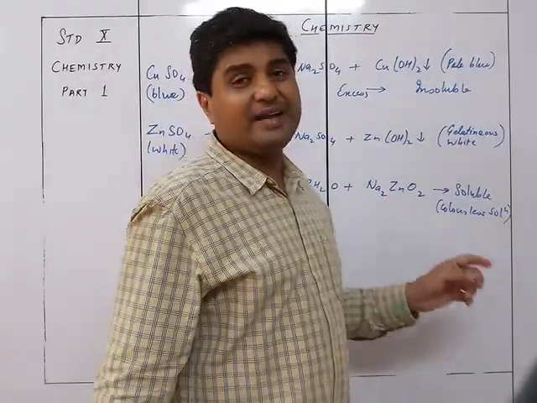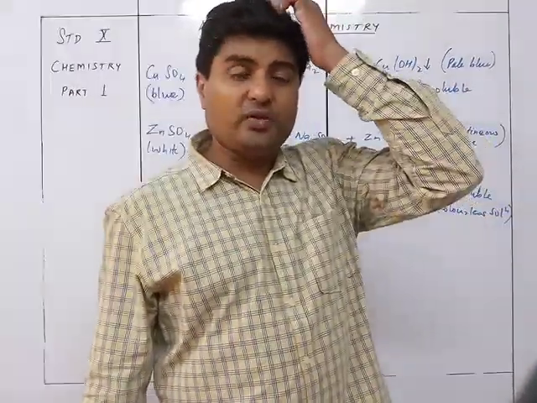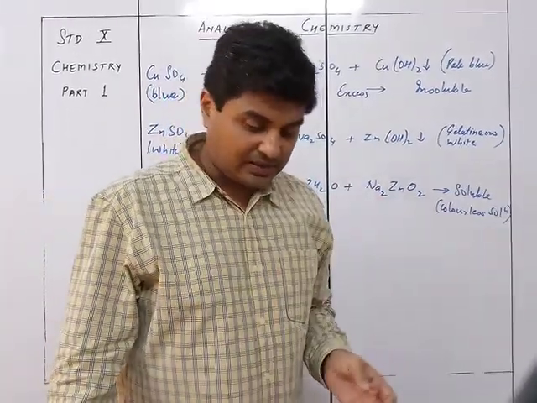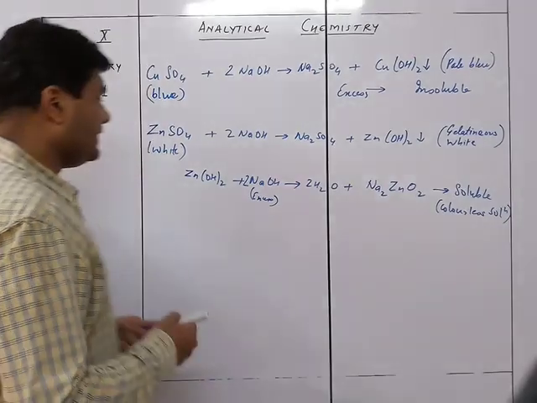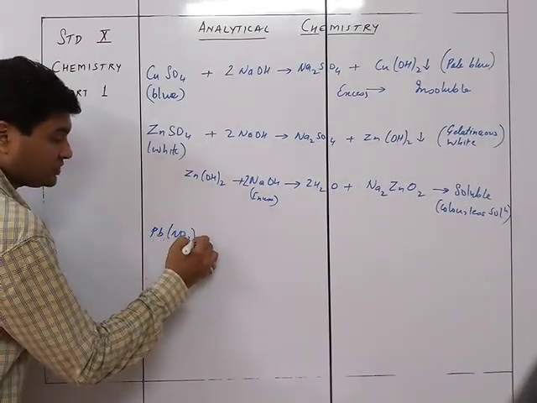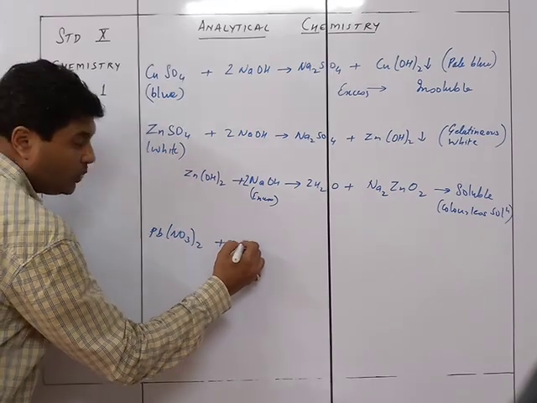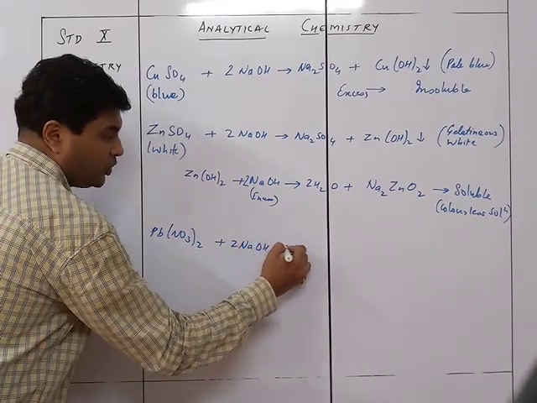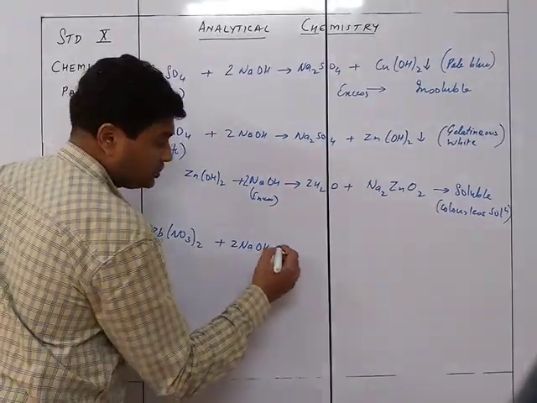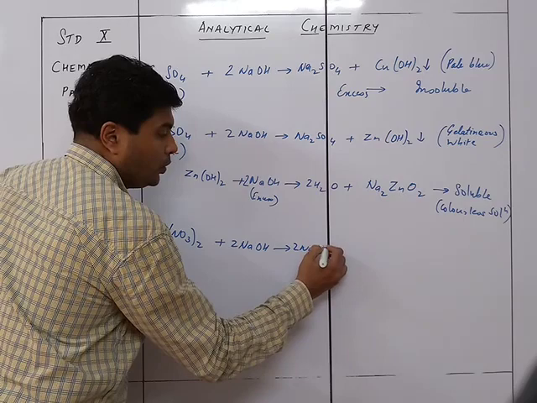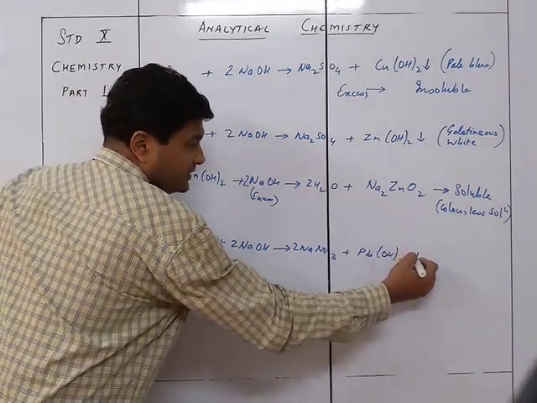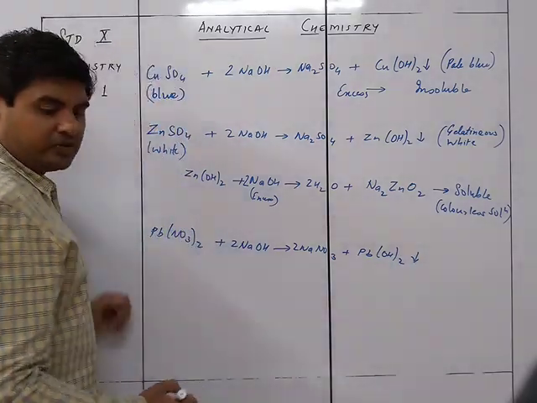Now sodium zincate is a soluble salt which is going to give you a colorless solution as the end result. The next one is lead, so that is why we are taking PbNO3 twice. So Pb(NO3)2 plus 2NaOH is going to give you 2NaNO3 plus Pb(OH)2.